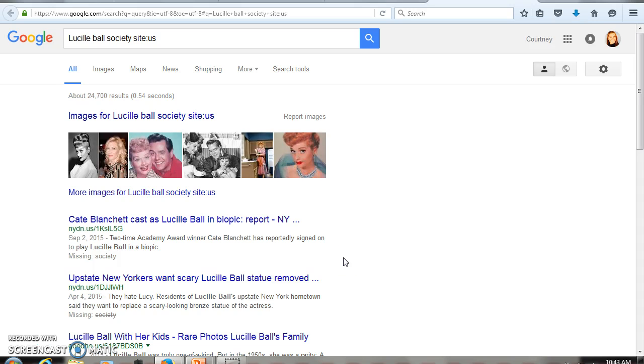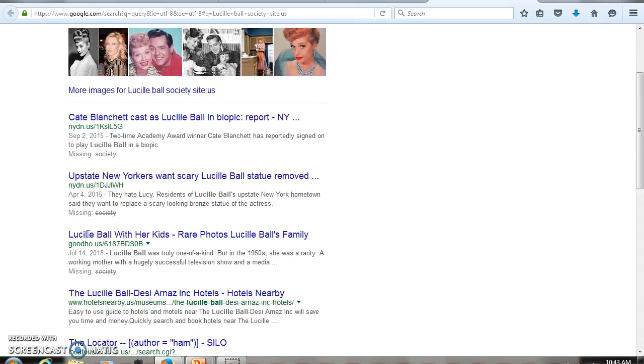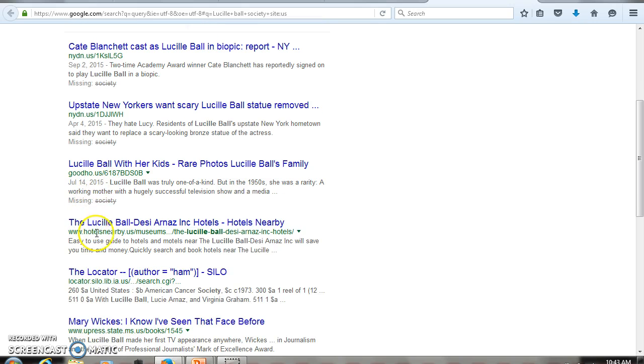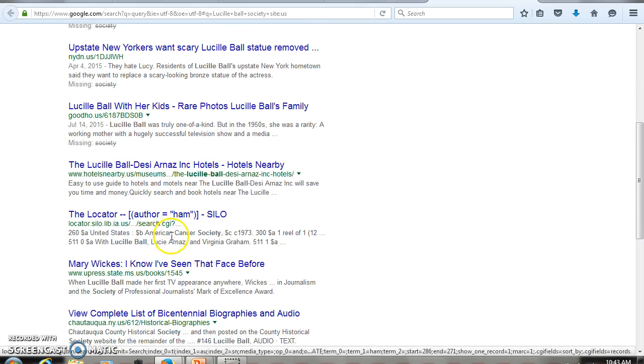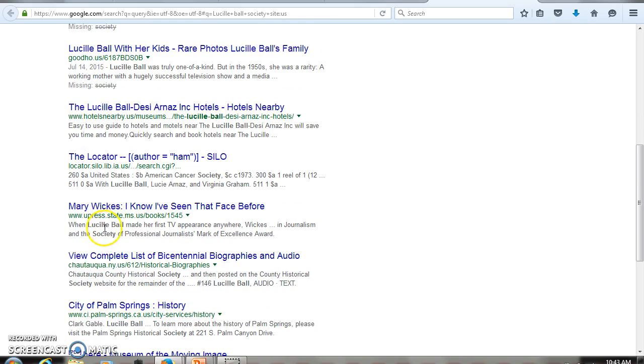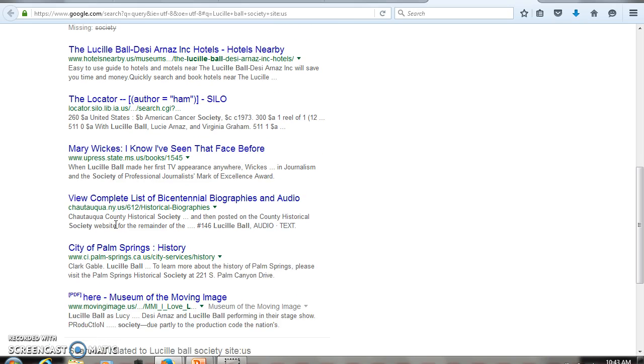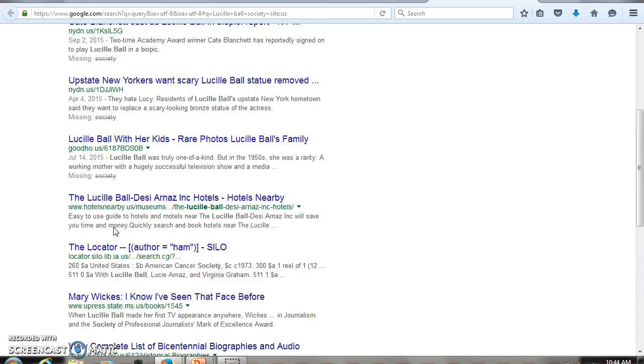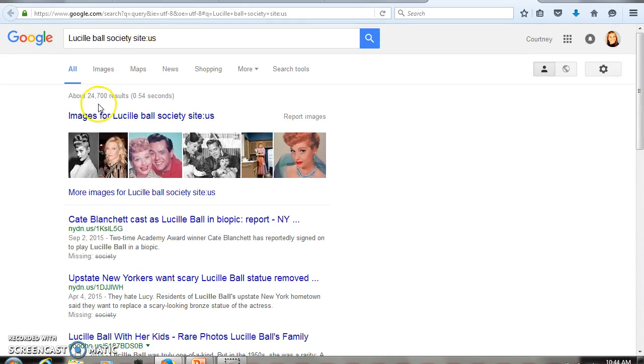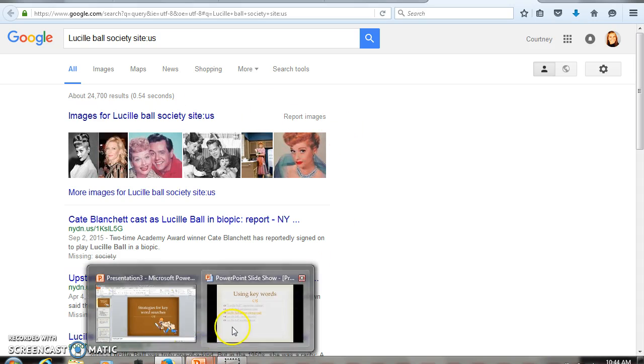And you're going to notice that it returns websites that end with that site code .us. So these are like government websites. Okay, .us is a museum. This is a library. This looks like a book from University Press. So these are some really good hits. Again, some really credible stuff. And I only have 24,000 of them versus the 1.5 million that I got when I posted about just Lucille Ball.